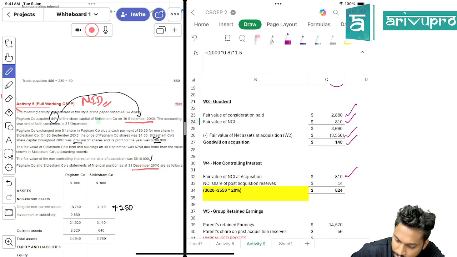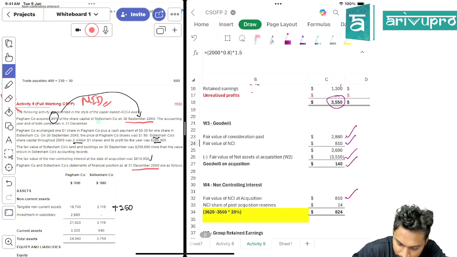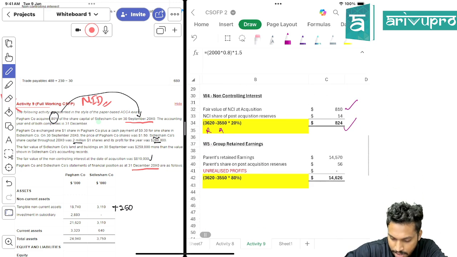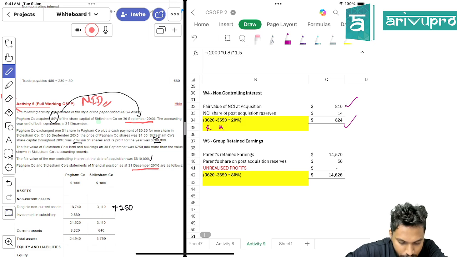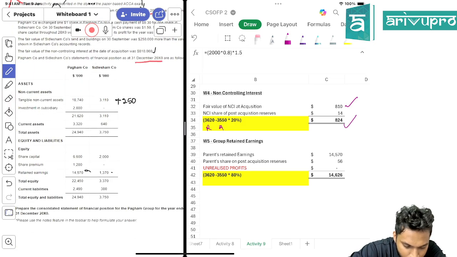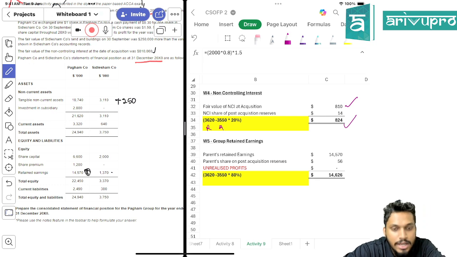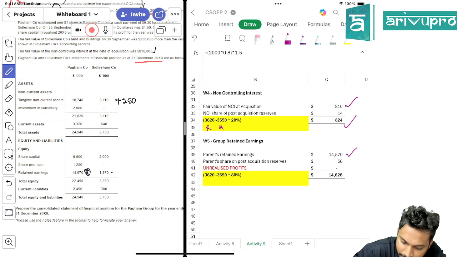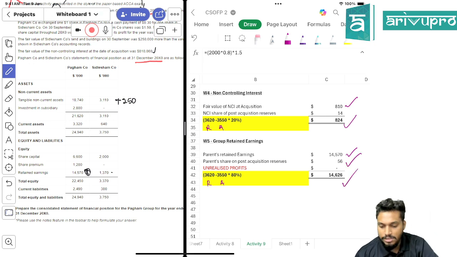Then you need to calculate your non-controlling interest. That is easy. Fair value is given, and post-acquisition reserves you can take: at the reporting date this is this much, less the acquisition date, times 20%. That is 824. Then for the group retained earnings, you take the parent's retained earnings, 14,570. Then calculate the reserves at the reporting date and at the acquisition date at 80%. That will be 56. So you will get 14,626. You are done with all your workings.